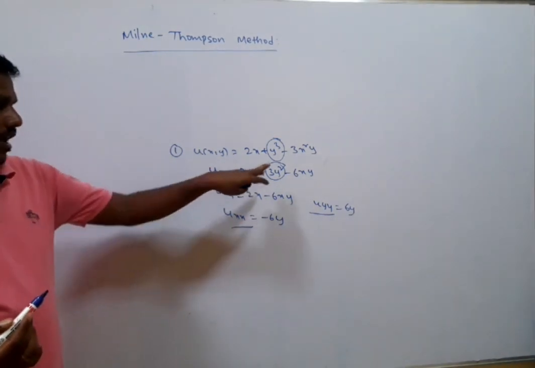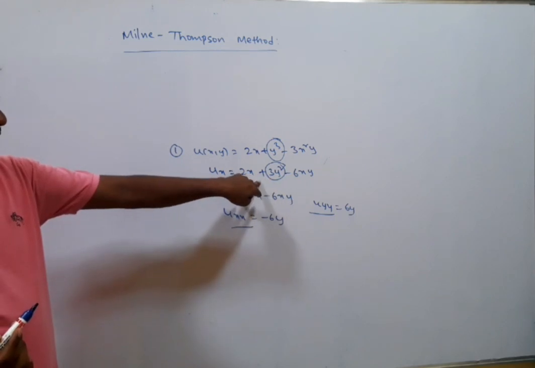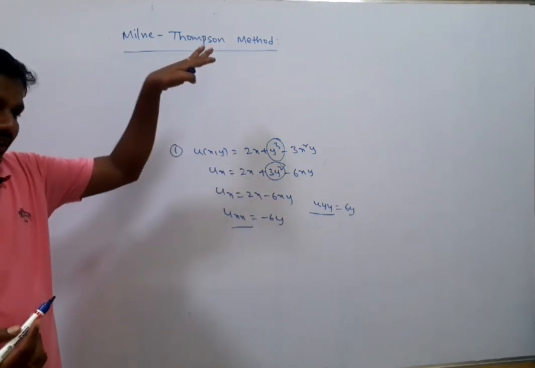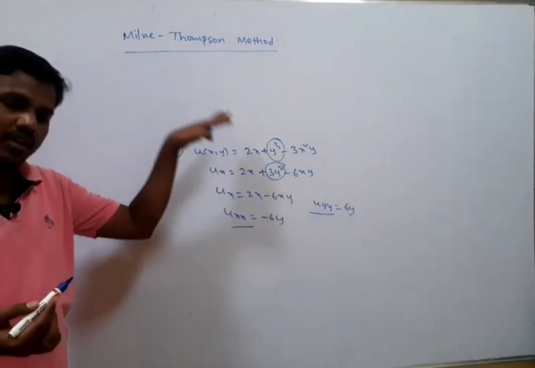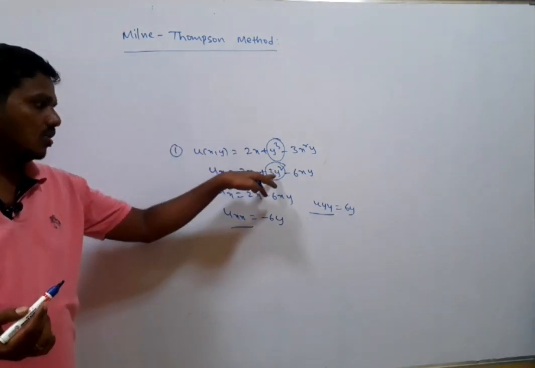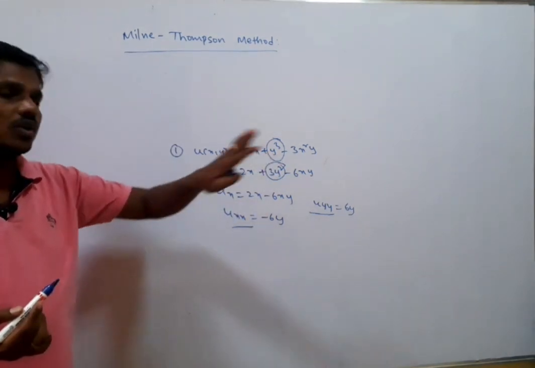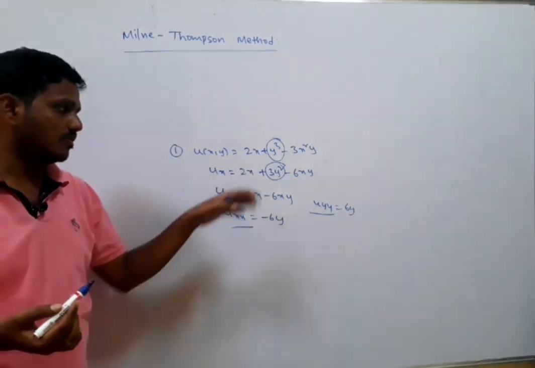Please check it, as I wrote the 3y square in the ux, the same 3y square I took in the entire problem, right? You remove the term 3y square and you don't consider the term in the entire problem. Please check it once.